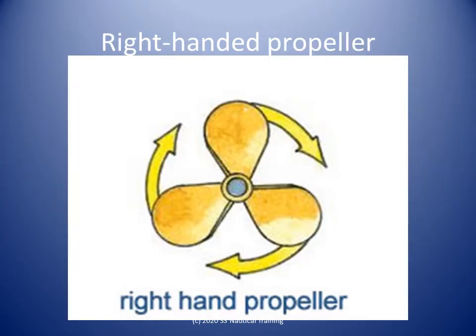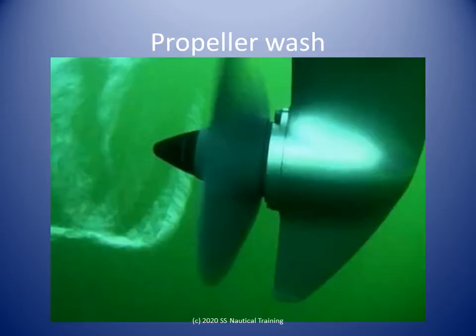Propellers are described as either right-handed or left-handed. A right-handed propeller turns clockwise on a vessel moving ahead, when viewed from astern. A right-handed propeller turns anti-clockwise on a vessel moving astern, when viewed from astern. Boats with two propellers usually have one of each. Prop wash is the water flow coming off the turning propeller.